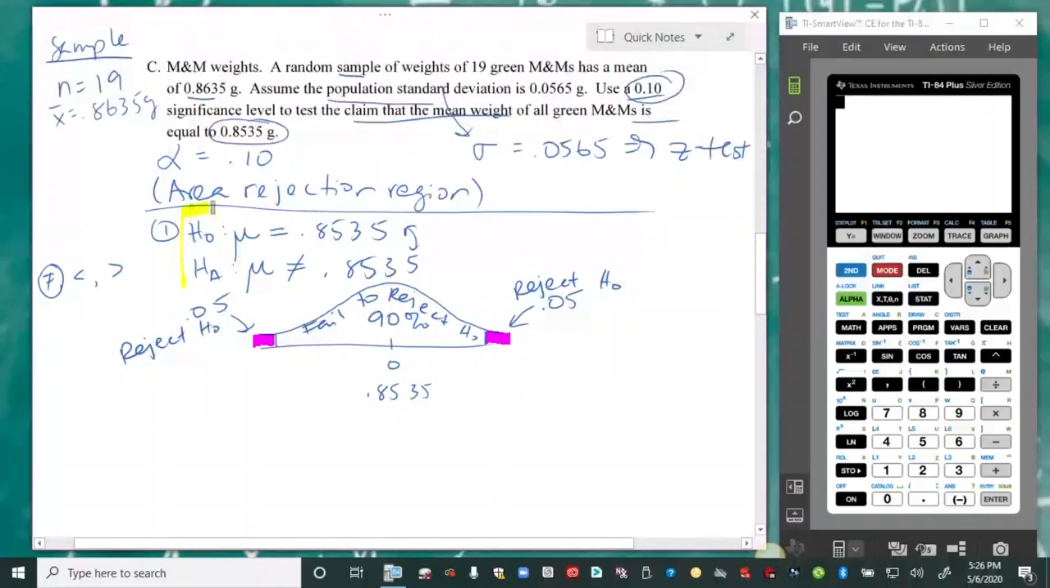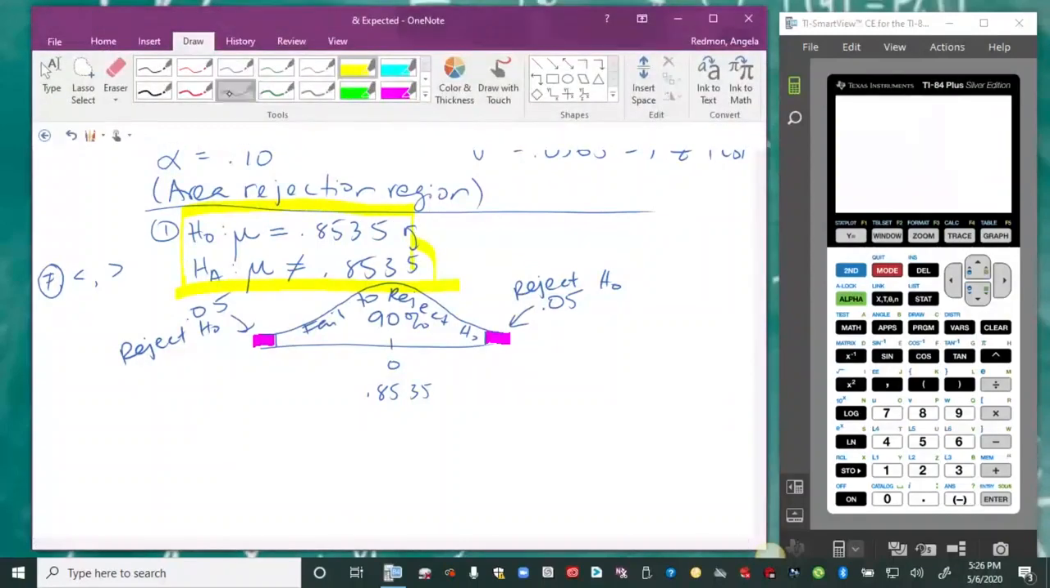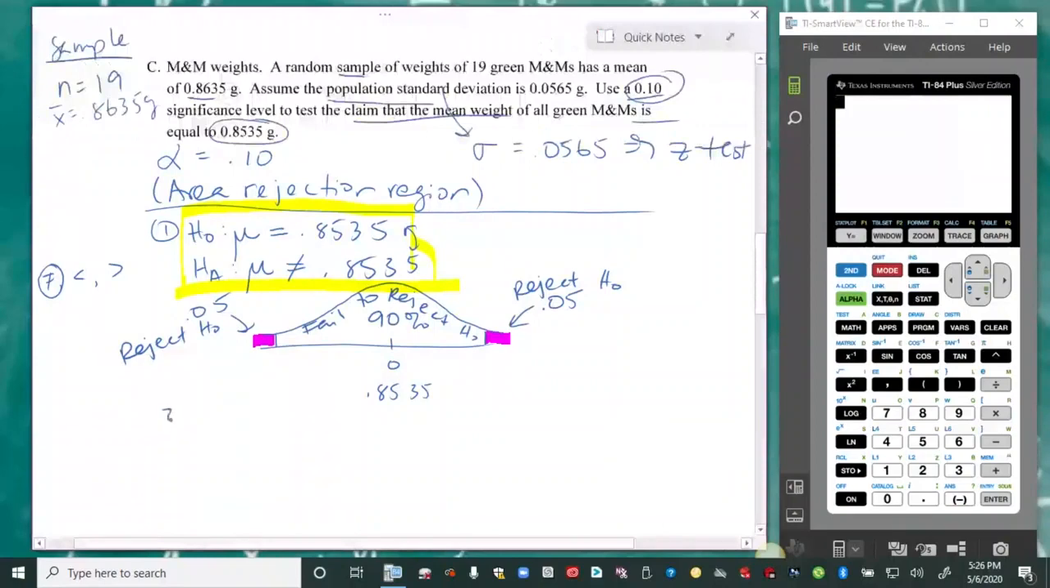I'm a very visual person. This right here, whoops, this right here is part one. Okay, step number two. Step number two is to find my critical value. This time I was given a population standard deviation, so these are going to be z's. I want my z critical value.